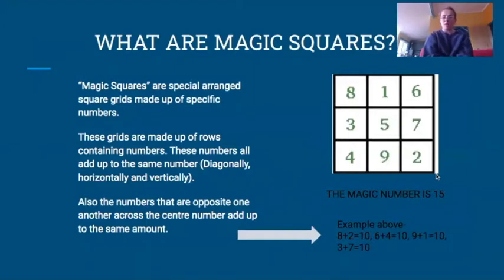But what actually are they? They are specially arranged numbers formatted in a grid, as you can see in the image below. These grids are made up of rows and columns, and the numbers in the rows, both diagonally, horizontally, and vertically, all add up to make this magic number.